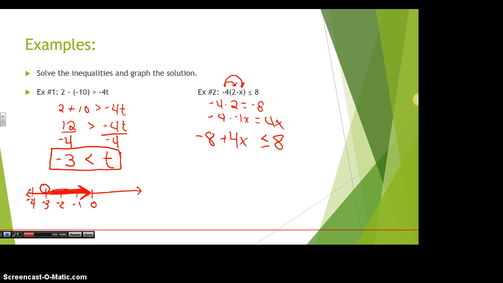We're solving to get x all by itself on the left side, so I first need to add 8 to both sides. So I have 4x, which is less than or equal to 16. I now need to get x by itself, so I divide by 4. We're dividing by a positive, so we'll leave it with the less than or equal to sign. So I have x is less than or equal to 4. I've shown my work, I've solved the inequality, now I need to graph.